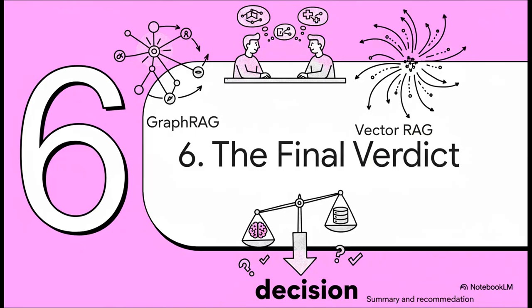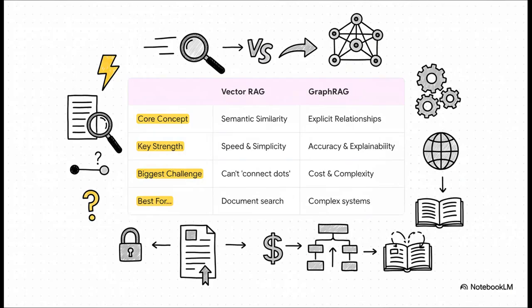So after all that back and forth, where do we land? Our two tech leads are coming together to give us a final summary and a recommendation for when you should be using each of these powerful tools. And this table really lays it all out, doesn't it? VectorRAG, fast, simple, and it's your go-to for general document search. But its big weakness is that it can't connect the dots.